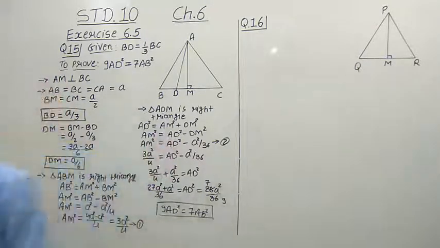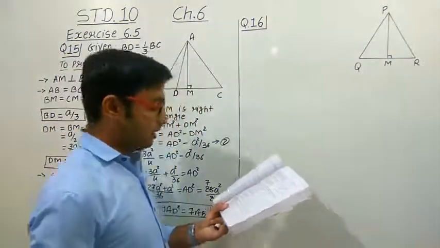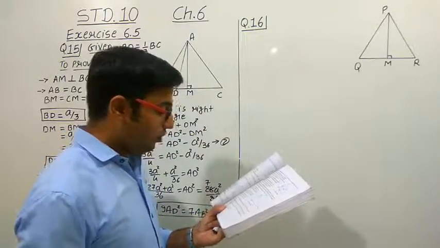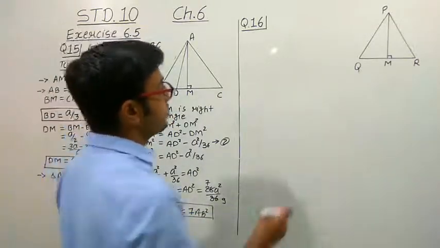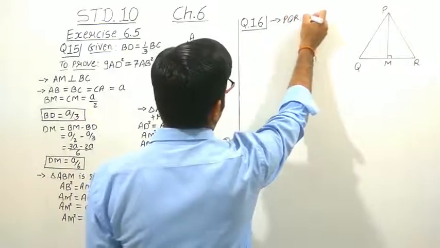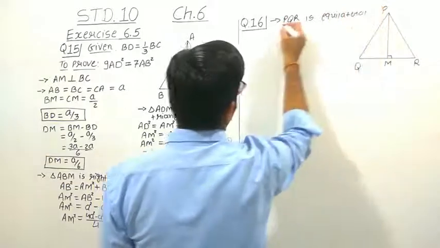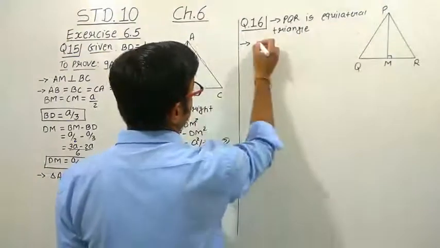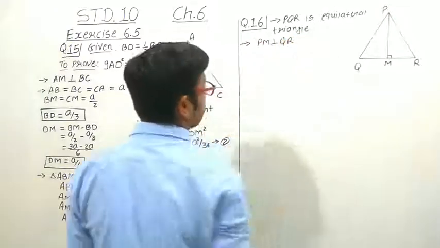Let us study question number 60. The question is, in an equilateral triangle, prove that 3 times the square of one side is equal to 4 times the square of one of its altitudes. So here we have taken, let's suppose PQR is an equilateral triangle. And let us take PM perpendicular to QR.